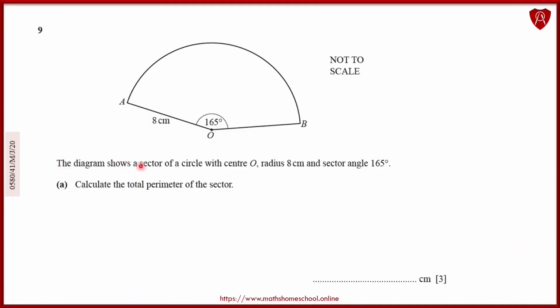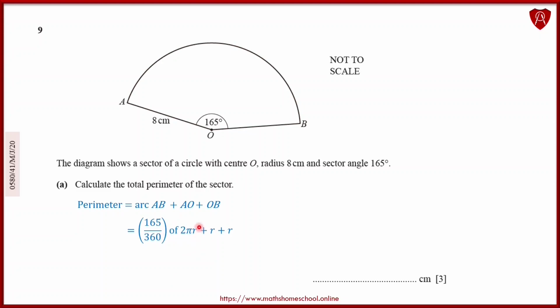The diagram shows a sector of the circle with center O, radius 8 centimeters, and sector angle 165 degrees. Calculate the total perimeter of the sector. Perimeter consists of this arc length, the radius AO, and the other radius OB.